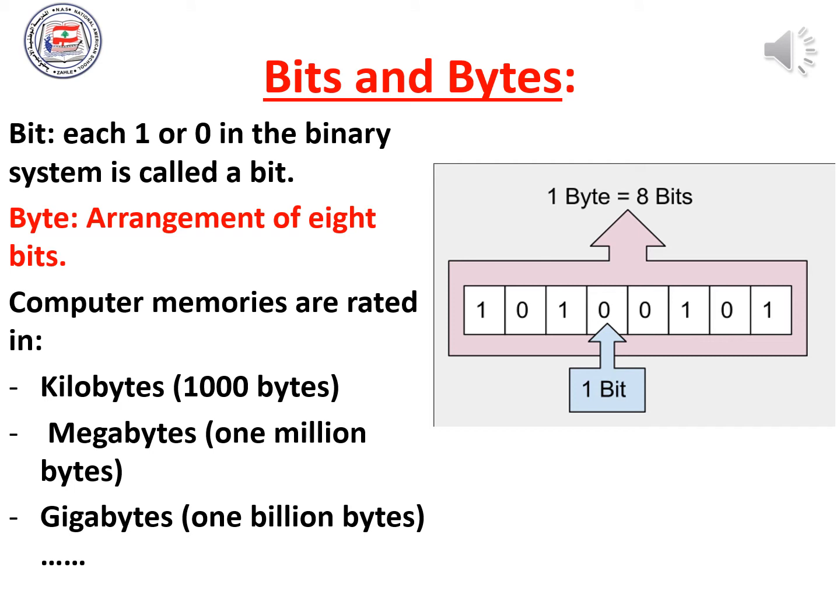Computer memories are rated in kilobytes, which are 1000 bytes, megabytes, which are 1 million bytes, gigabytes, which are 1 billion bytes, etc.